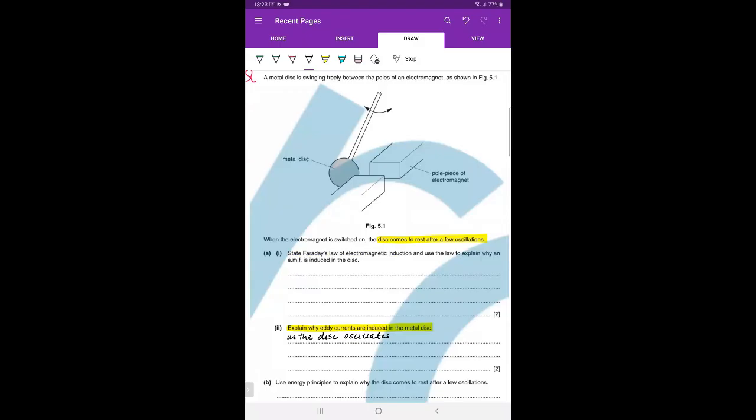As the disk oscillates, change in magnetic flux induces EMF, which gives rise, again, अब मैं eddy currents का term use कर रहा हूँ, which gives rise to the flow of eddy currents.